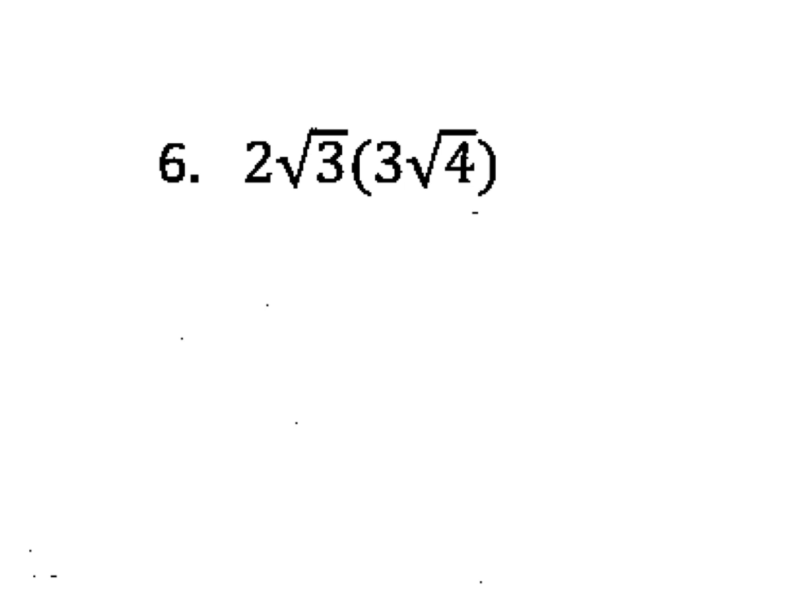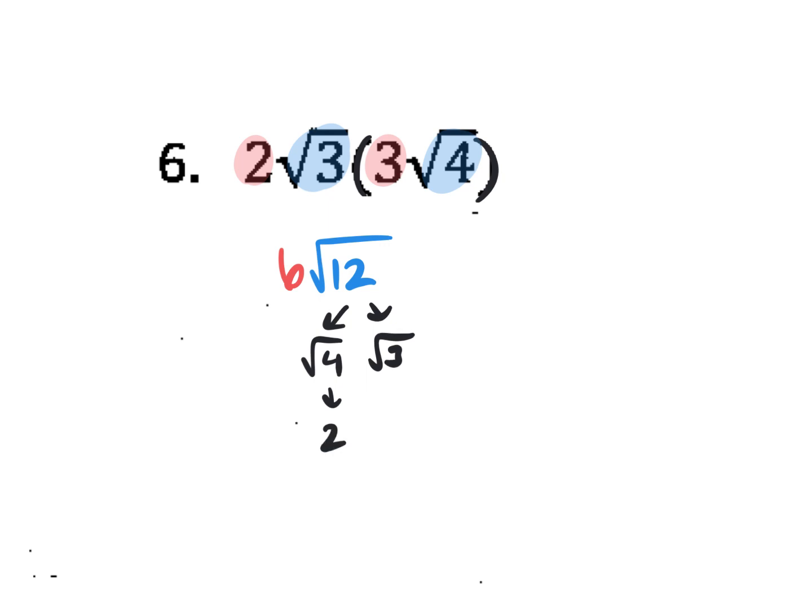Number 6. These parentheses here mean multiplication, so we're really multiplying our coefficients together. So let's take 2 times 3, that gives me my 6. And then we're multiplying the square root of 3 times the square root of 4 to give me the square root of 12. And I can simplify this because the square root of 12 is the square root of 4 times the square root of 3. And this would be 2 times the square root of 3 with that 6 in front. So when I multiply those together, I get 12 square root of 3.